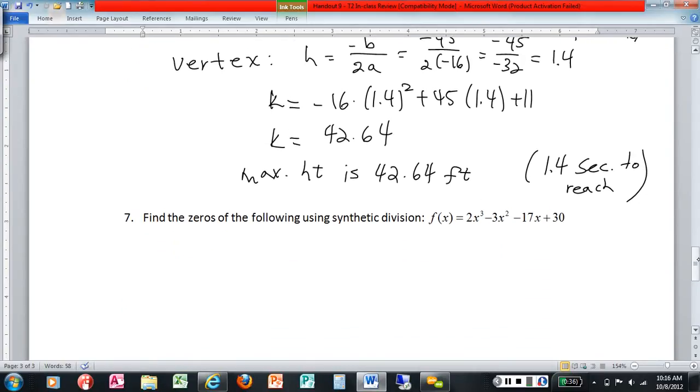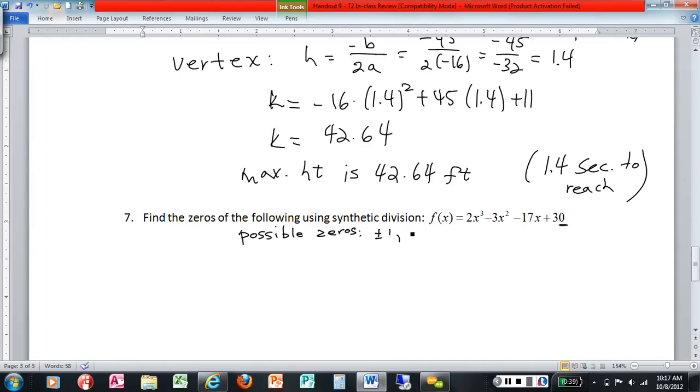Find the zeros of the following using synthetic division. When we come across a long polynomial like this, we can find the zeros, even though we can't factor it right from the get-go here. We can factor it by using synthetic division. We know that the possible zeros, you can make those by taking factors of the last, which is 30, and plus or minus those.